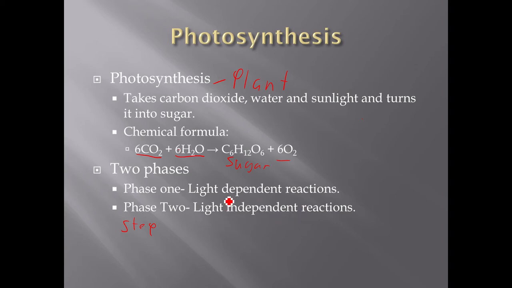Now, if you know your vocabulary from English, you know the word dependent means that you require it. So this means light requiring reactions. Independent means you don't need it. So here it says light independent reactions. That's a fancy way of saying you don't need to have light. So hopefully that makes the 2 steps self-explanatory.